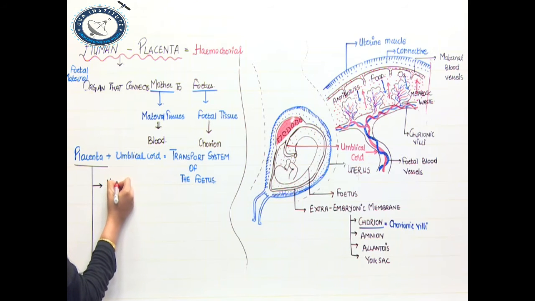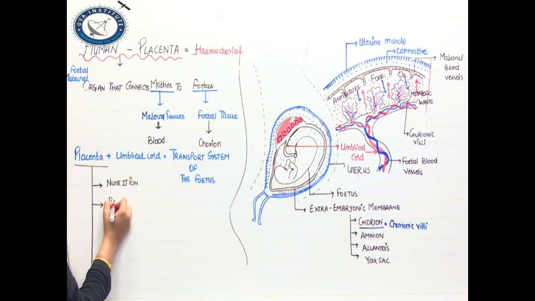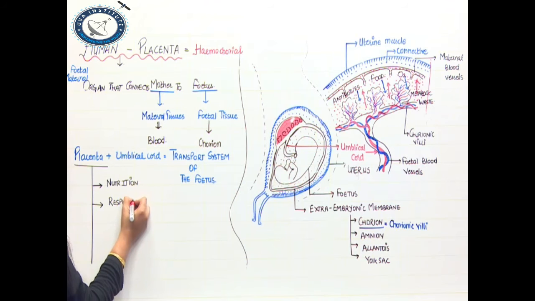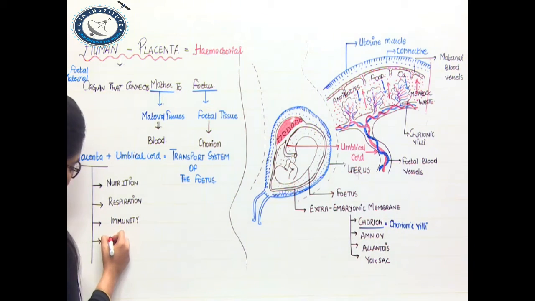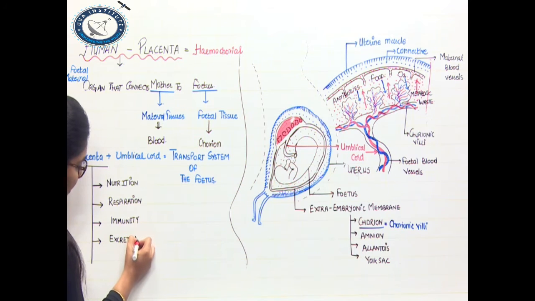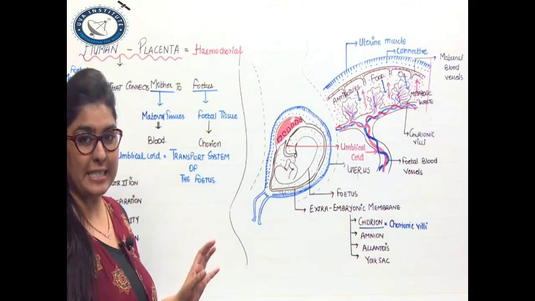It provides nutrition to the developing fetus. It helps in respiration and exchange of gases for the fetus. It also provides immunity to the fetus by providing it the antibodies through maternal blood. It is responsible for removal of metabolic wastes, that is excretion. It also has certain endocrine functions, that is, it releases hormones for maintenance of the fetus in the mother's body.